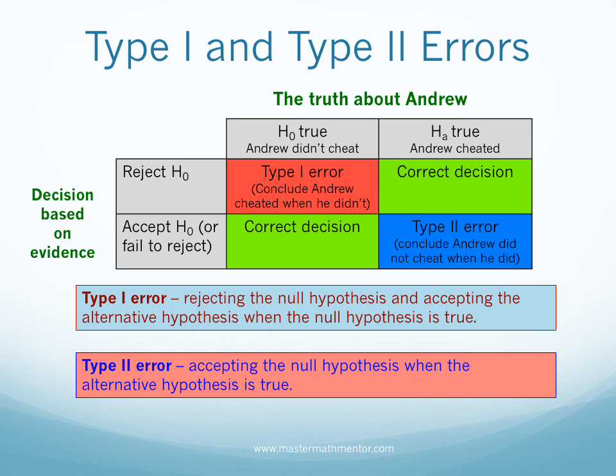Hopefully, you are right. The type 1 error is concluding that Andrew cheated when he didn't. The type 2 error is concluding that Andrew didn't cheat when he really did. So, what are the ramifications of each error, and in your mind, which one do you think is worse?